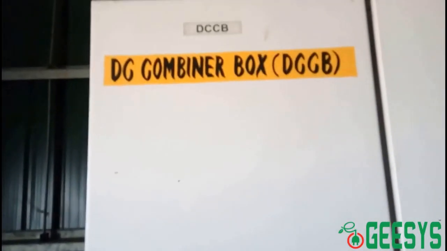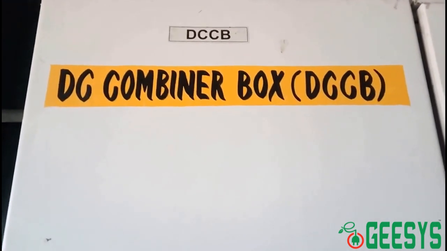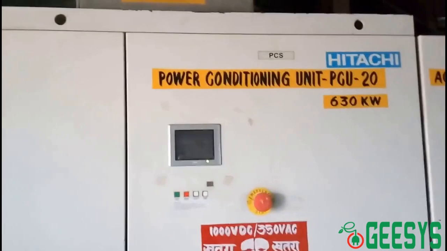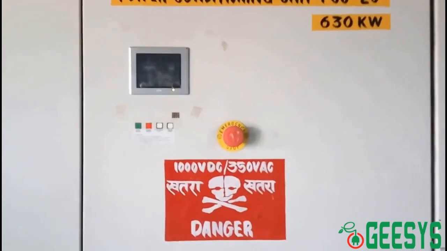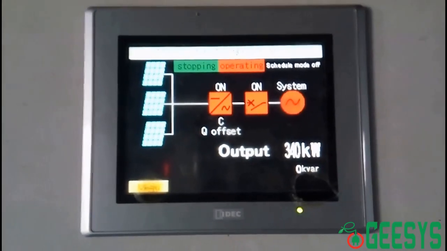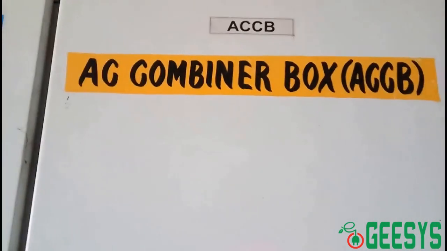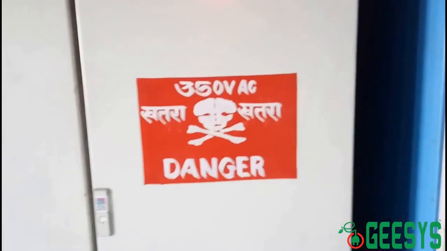5 combiner boxes are connected here, and this DC combiner box is protected with a fuse of 400 amps. The output of this DC combiner box is again connected to the solar inverter, which is 630 kilowatt. This 630 kilowatt inverter converts the DC power into AC power. That AC power is then connected to the solar AC combiner box. Here you can see the 641 kilowatt is connected. This AC combiner box will combine the output of the inverters.